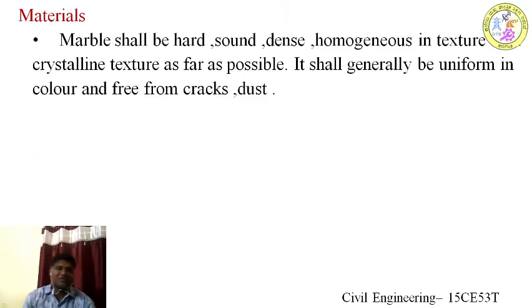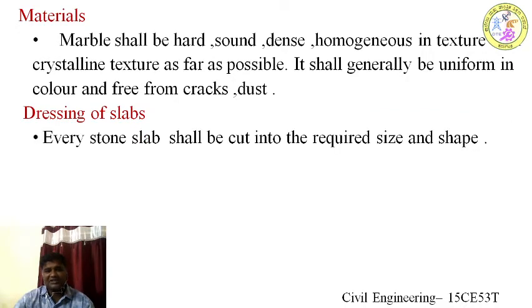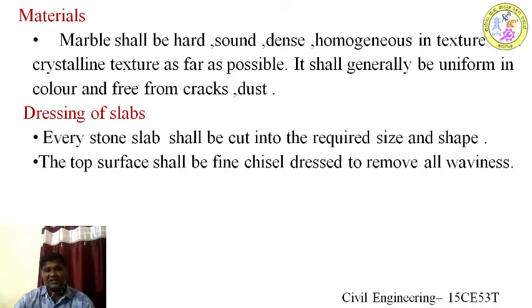The first and foremost thing is materials. We are going to use marbles for marble flooring. These marbles are obtained in mountainous quarries, and then brought to the marble processing industries, where they are dressed. You can see the big stones are processed. They will be cut to the required thickness of the slabs and chisel dressed. Every stone slab is cut to the required shape to remove all the waviness on the surface.